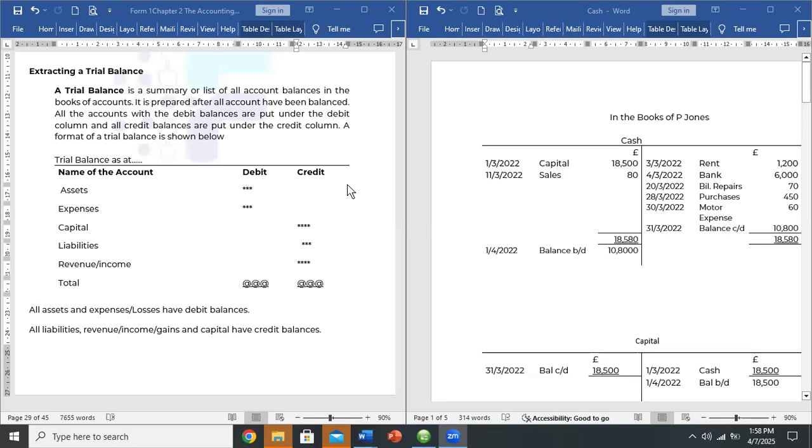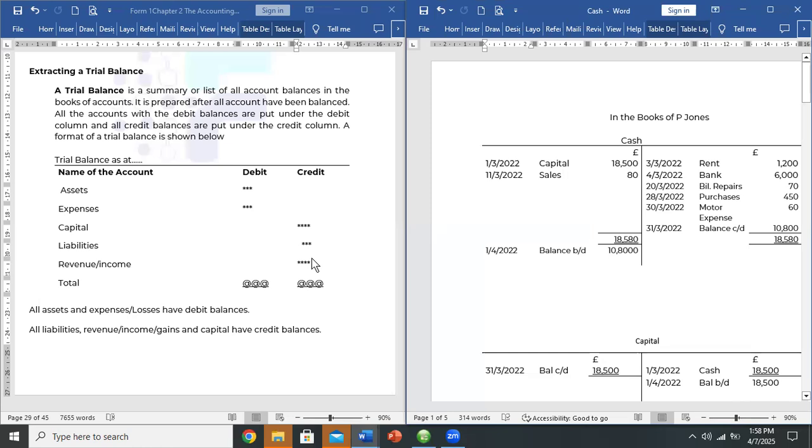But I'm just sharing with you that in accounting, all assets would have what? Debit balances. All expenses would have debit balances. So when you are preparing your accounts, you check. For example, this is cash, and cash is an asset. And so you know that cash should have a debit balance as an asset, right? So all assets have debit balances. All expenses have debit balances. Capital, liabilities, and income have what? Credit balances.